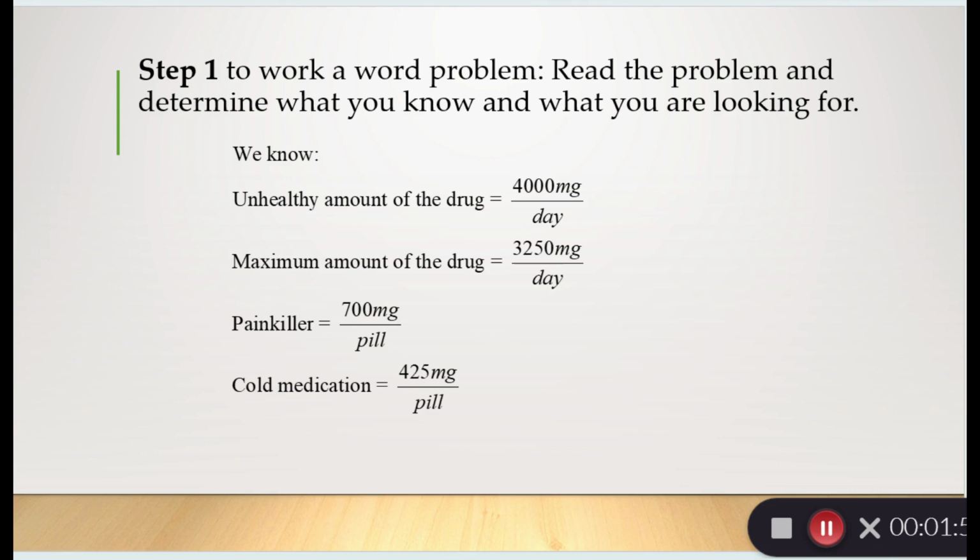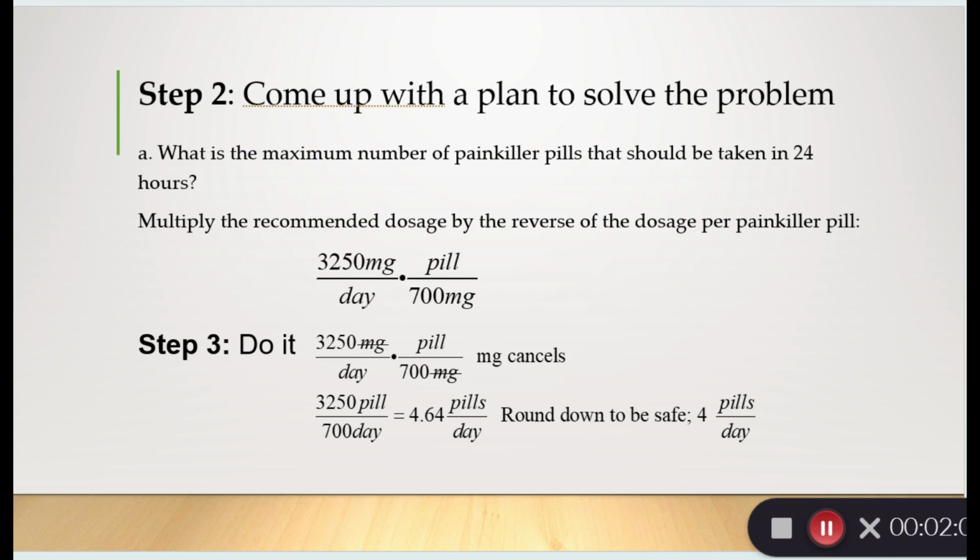So that's step one. Step two is to come up with a plan to solve the problem. In other words, come up with an equation or some kind of a plan that you are going to use to solve this problem. We're going to do this for part A first. Part A is, what is the maximum number of painkiller pills that should be taken in 24 hours or in one day? What we're going to do is multiply the recommended maximum dosage by the reverse of the dosage per painkiller pill. So it'd be 3,250 milligrams per day times the inverse of the 700 milligrams per pill.